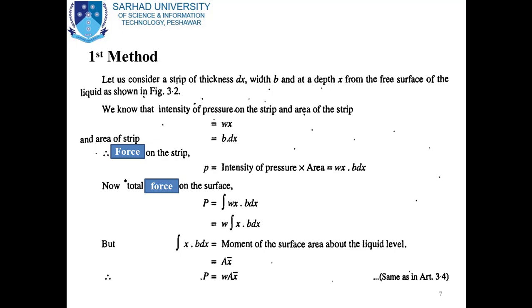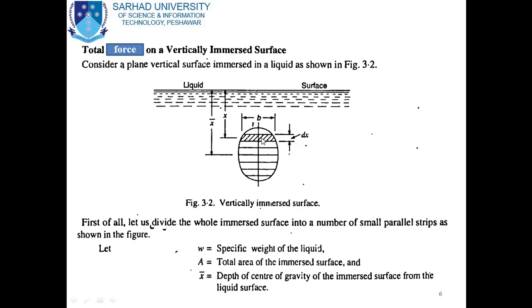Now we can calculate the total force on the vertically immersed surface by two methods. So first of all, by using first method, let us consider a strip of thickness dx and width b and at a depth x from the free surface of the liquid as shown in figure 3.2. We know that the intensity of pressure on the strip is equal to omega into x. So we take a parallel strip. The thickness of the strip is dx and the width of the strip is b and the depth of the strip from the liquid surface is x. So total intensity of pressure on this strip is omega into x.